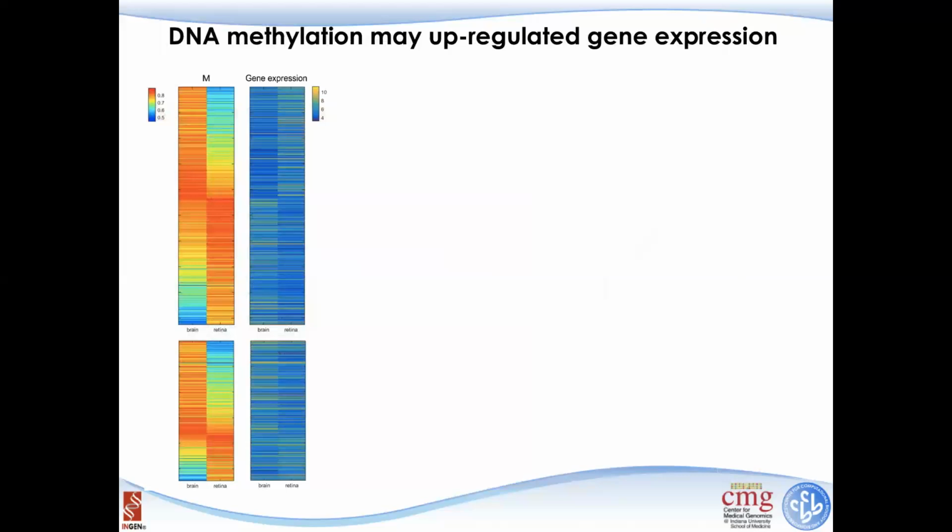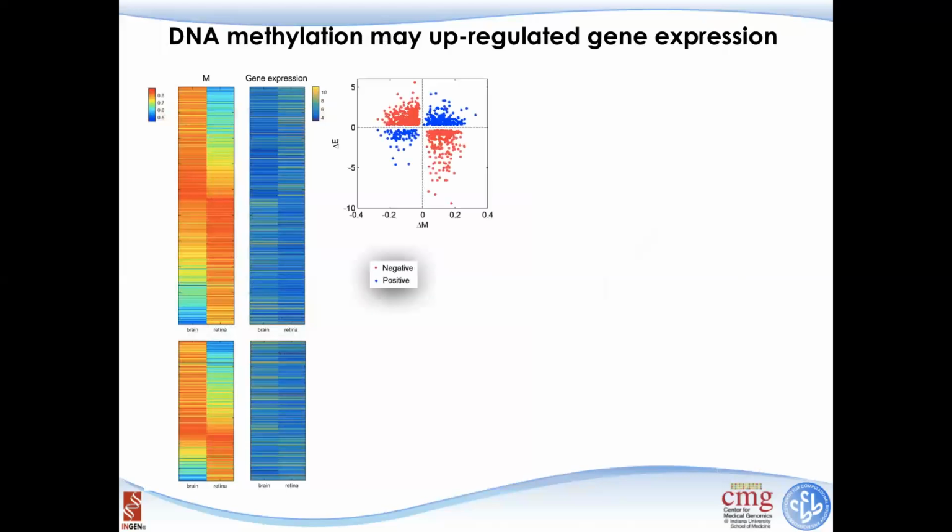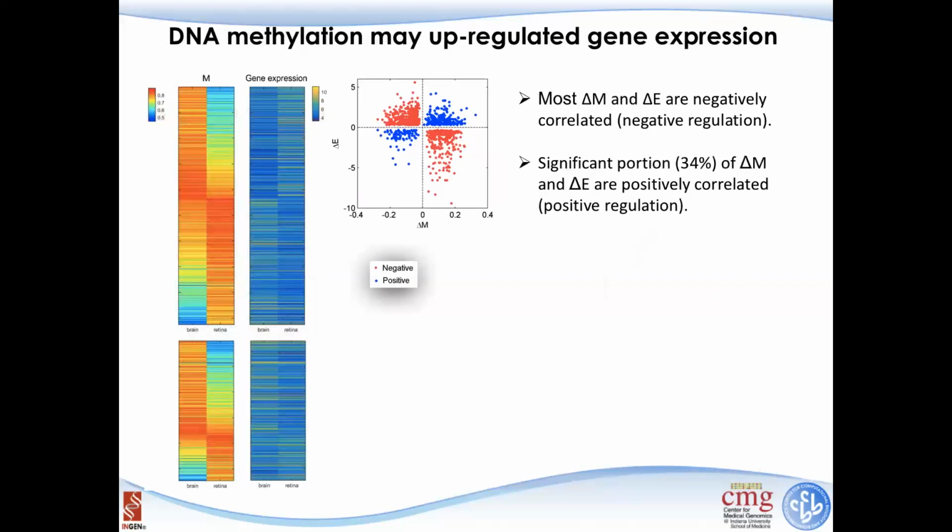And then, but we can find a portion of that with high DNA methylation and high gene expression. Maybe this scatter plot can show more detail, more clearly. And you can see most of the pairs, about 2/4 of DNA methylation and gene expression, show negative correlation. But still, we can find 1/3 of such pairs that are positively correlated.